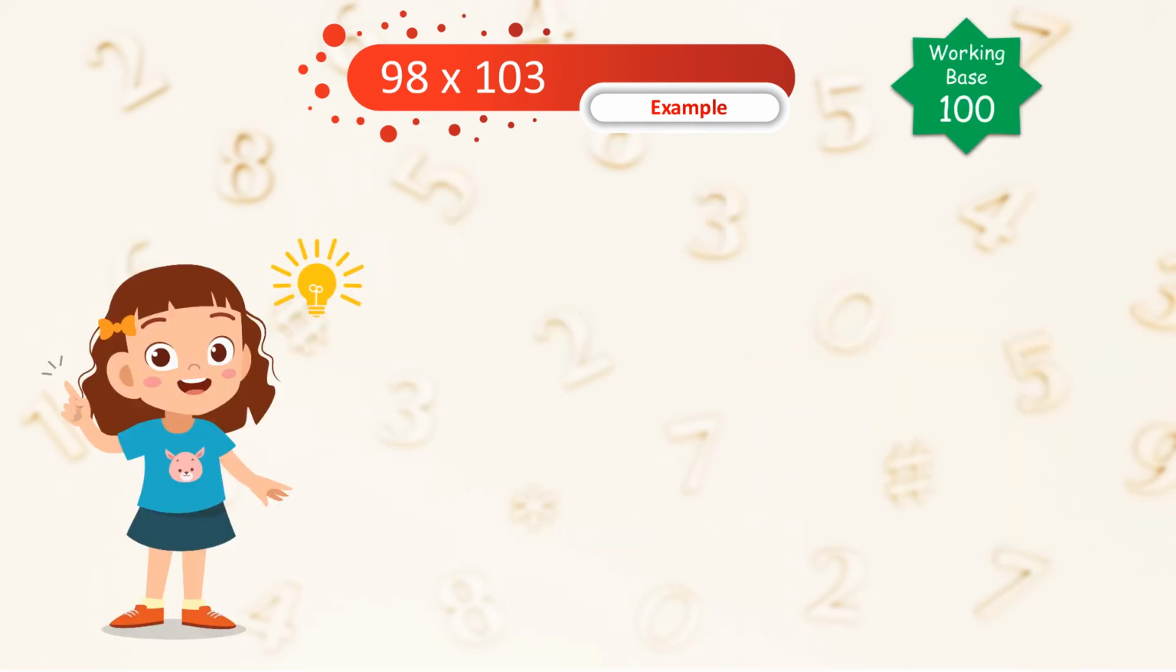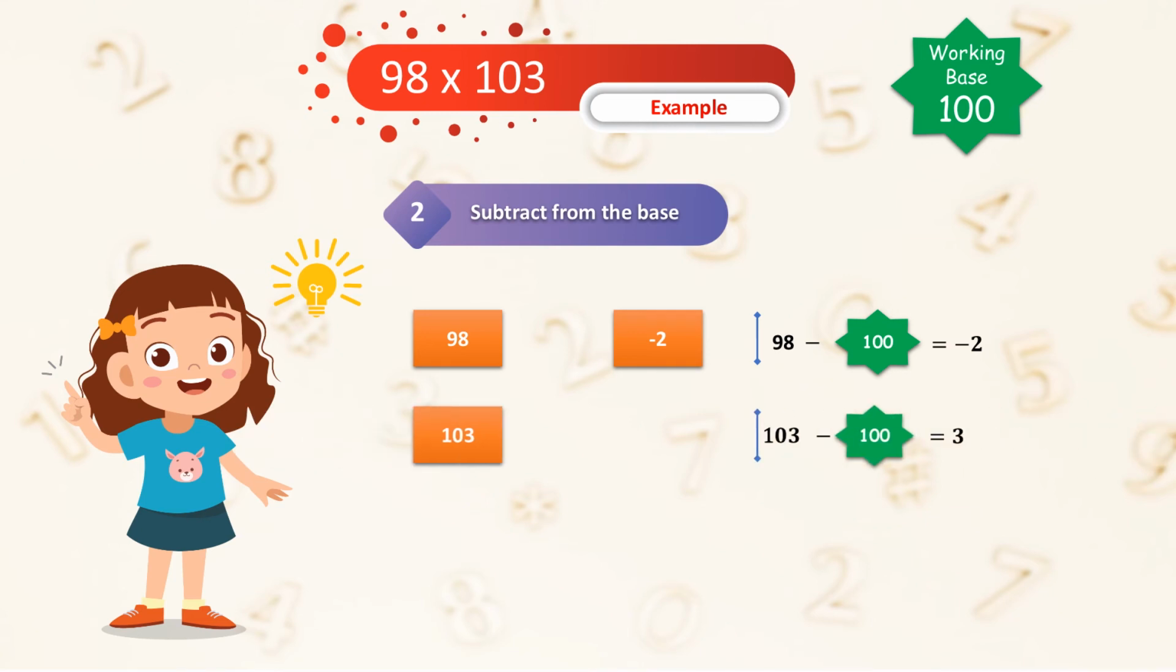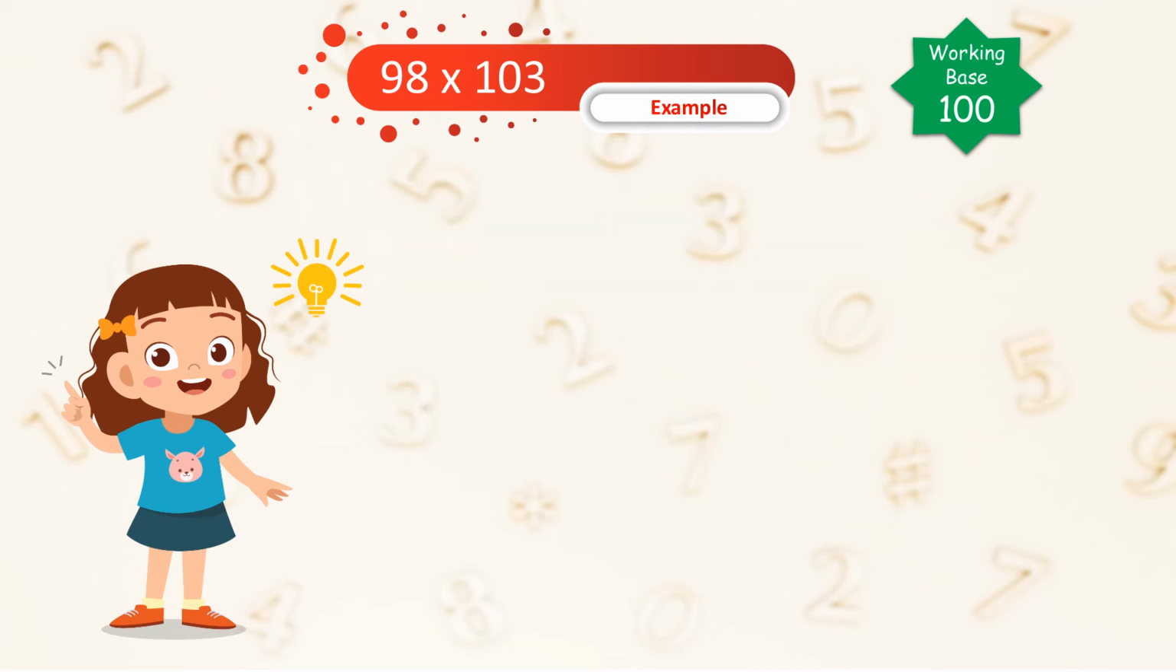In step 2, we subtract the numbers 98 and 103 from the working base. So let's start with 98. 98 minus 100 is minus 2. So we put a minus 2 next to 98. And 103 minus 100 equals 3. So we put a 3 next to 103. That completes our step 2. We are now ready to go to step 3.